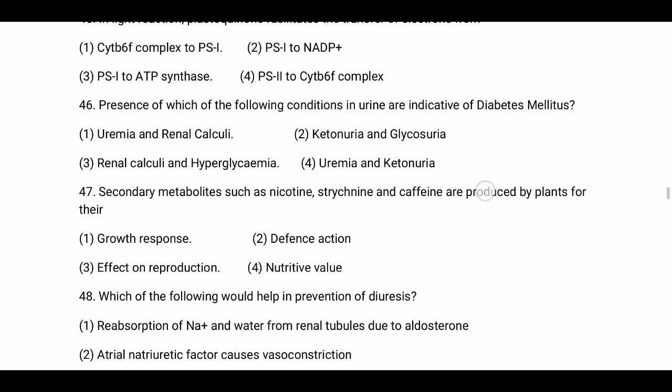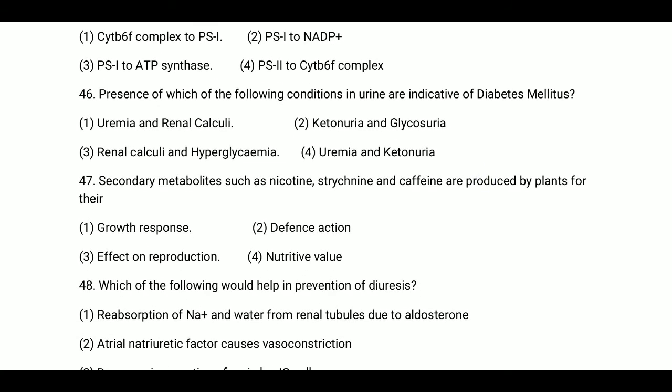Secondary metabolites such as nicotine, strychnine or caffeine are produced by plants for their growth response, defense action, effect on reproduction, nutritive value. Basically, they are defense mechanisms. Nicotine, strychnine and caffeine are defense mechanisms for plants, but we use them for our benefit.